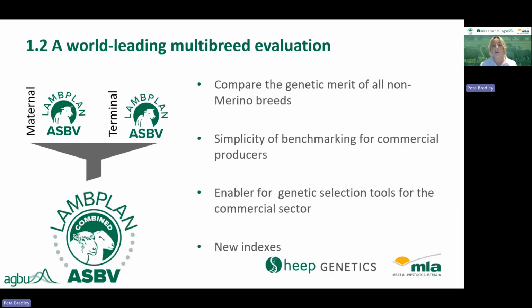The fact that we've got all of these breeds now in a single evaluation, except for merinos, enables us to begin to deliver those genomic products for this other sector, which is really, really exciting and will be one of the key benefits down the track that we will see from Combined LAMBPLAN. Along with being able to combine these breeds, we're also taking the opportunity to develop new selection indexes for the different production systems that exist within Combined LAMBPLAN.